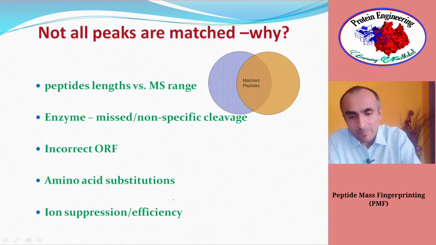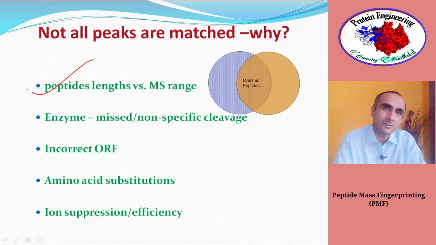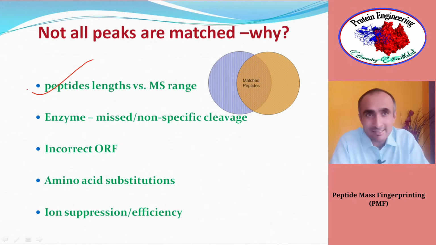For example, peptide length versus MS range. Mass spectrometers have a fixed range in which peptide mass can be detected. Sometimes if a peptide is beyond the range of the mass spectrometer, in that case that peptide will not be part of the experimental spectra, hence it will not match, although it will be present in the theoretical one. But in experimental spectra it would be missing.